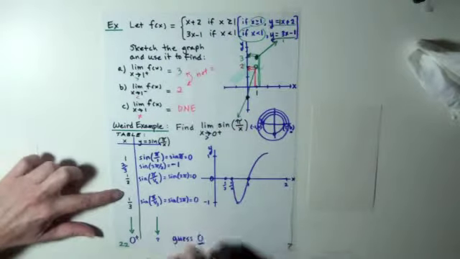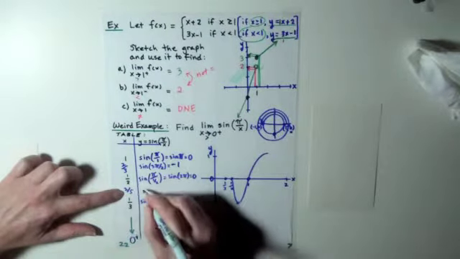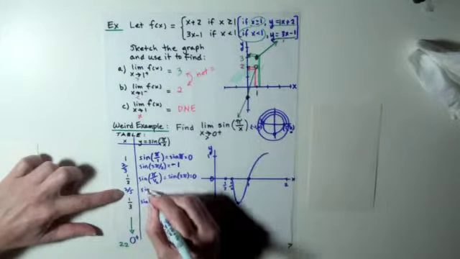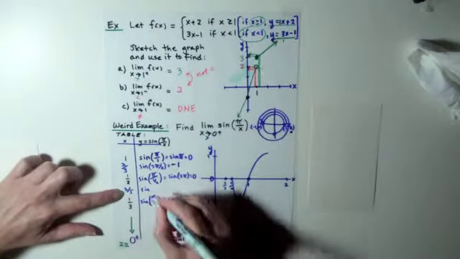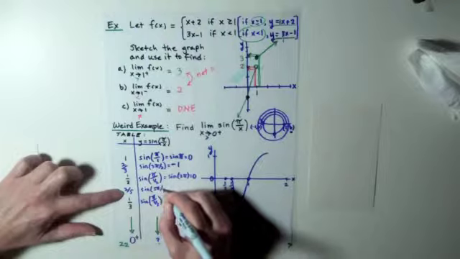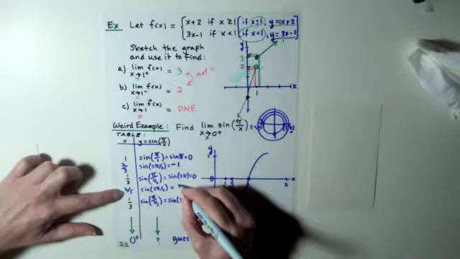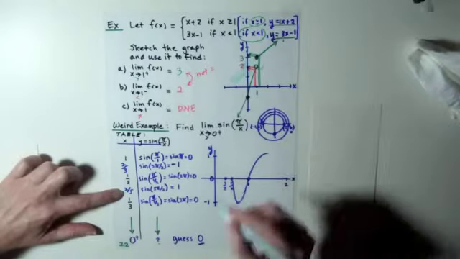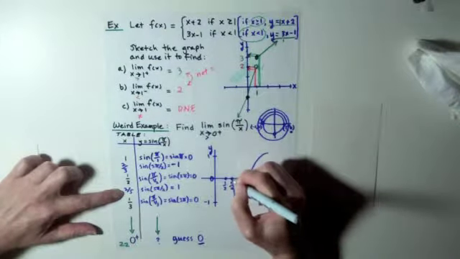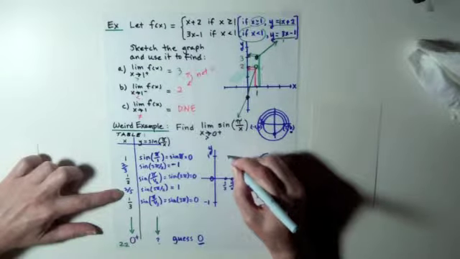If you plug something in between 1/2 and 1/3, I chose the value 2/5, you'll get sine of pi divided by 2/5, which is the same as sine of 5 pi over 2, and you can check yourself that that is equal to the number +1. 2/5 is a number between 1/3 and 1/2, so 2/5 is maybe right here. We're at an output value of +1.